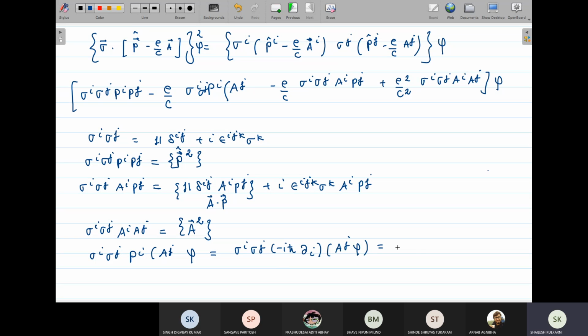This is equal to minus i h cross sigma i, sigma j, del i aj times phi, minus i h cross sigma i, sigma j, aj pi. So here is del i phi. I will now collect this term, this term, this term, and this term. I can simplify this term further, so let us do that.